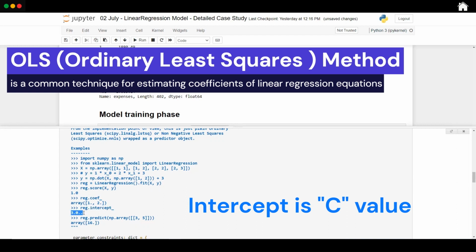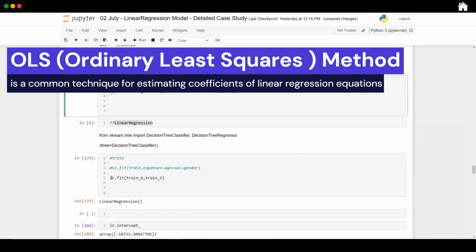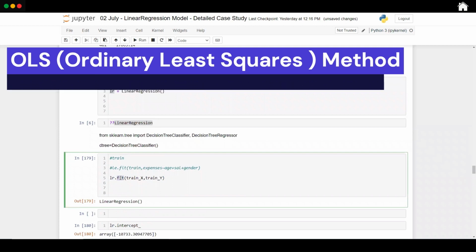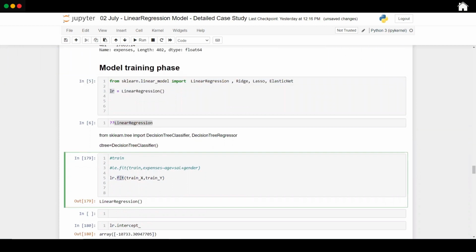Which is 3 in this case. This is the object. On this object, I am calling the training method. So guys, in some programming languages like R, we have the train method for training. Here in Python, we have fit. Fitting means you are fitting the machine learning model on the training data. So this is the training cycle.